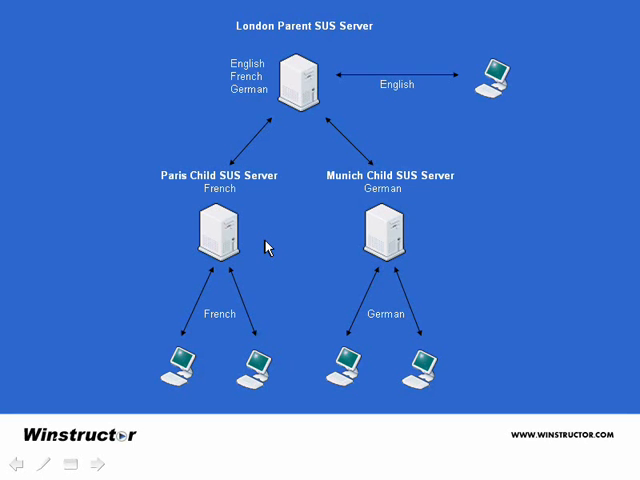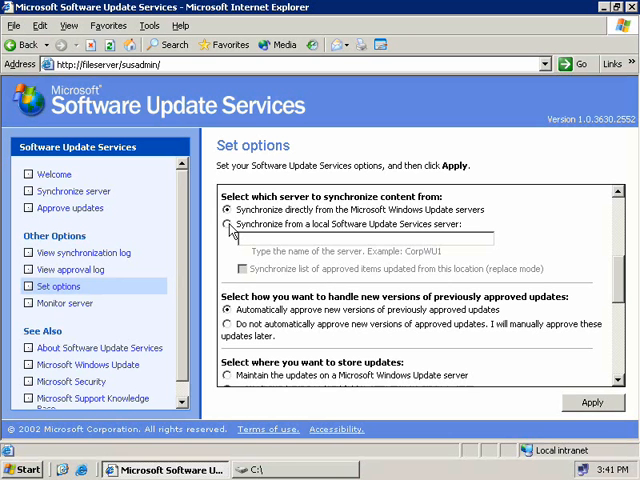Now the next thing we need to do differently for the child SUS servers is to set the synchronization server to be the London parent server instead of the Microsoft Windows Update server. So under Set Options for our French server, what we'll do here is click Synchronize from a local software update server, and here we type in the path to our London server. For the German server, we would do exactly the same thing.